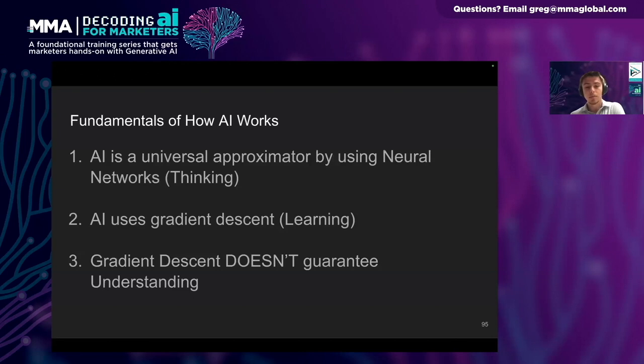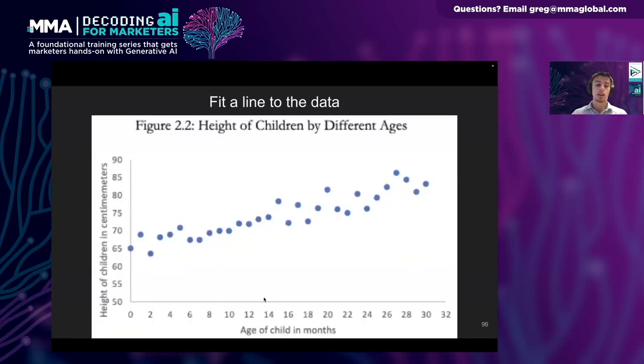Okay, so there's a lot of terms in here I'm sure many of you are unfamiliar with, so we're going to explore what all of this means over the course of today's presentation. So let's start by looking at an example. We'll look at the process that AI goes through to fit a data set. This is a chart of children of different ages and their corresponding height.